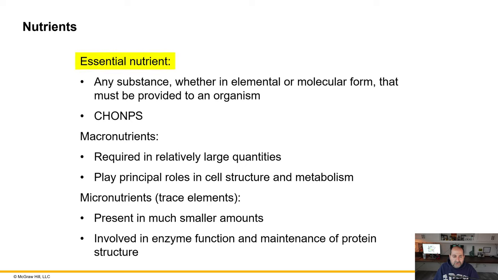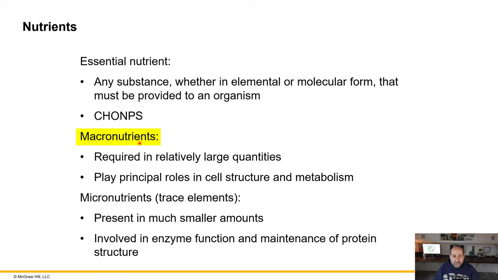So again, we have certain nutrients that all organisms require. Essential nutrients are substances that must be provided to an organism. For instance, all organisms require carbon, hydrogen, oxygen, nitrogen, phosphorus, and sulfur. All organisms require these handful of elements because these are the central elements to our major biomolecules. And I'll show you what the biomolecules are in a little bit.